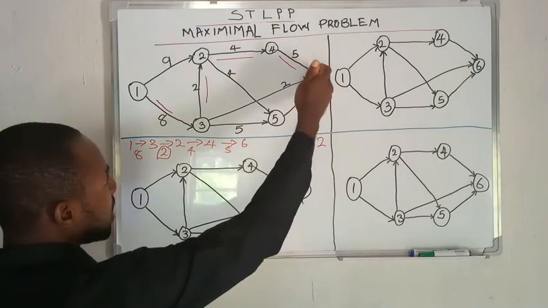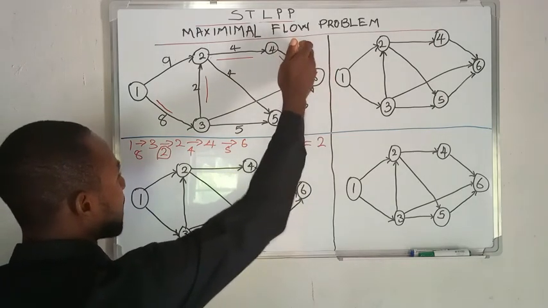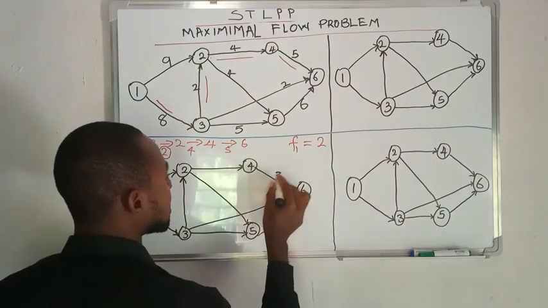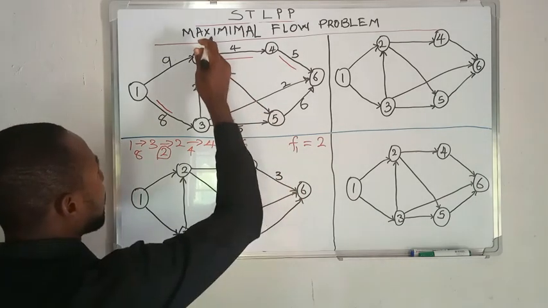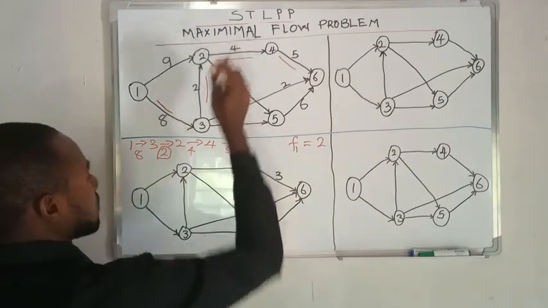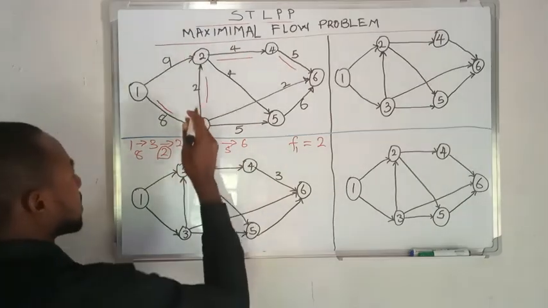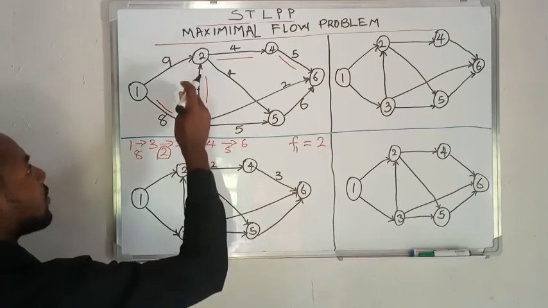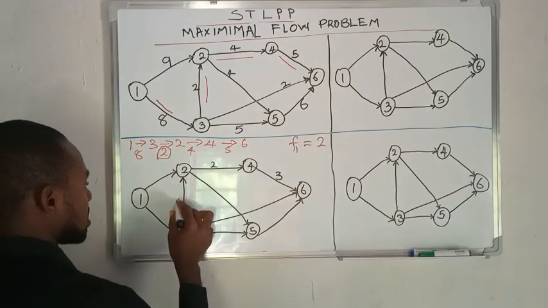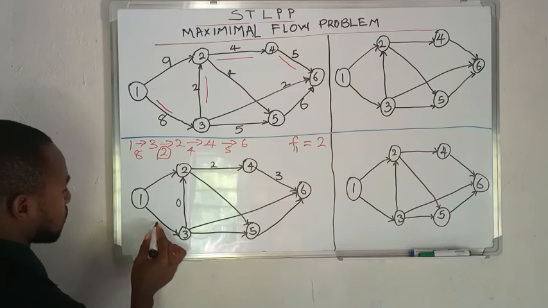Right, going from 4 to 6, we have the capacity of 5. If you subtract 2 from it, what remains is 3. From 2 to 4, we subtract 2 and have 2 remaining. From 3 to 2, we have the capacity of 2, and subtracting 2 makes it 0. And from 1 to 3, we have 8 minus 2, which is 6.